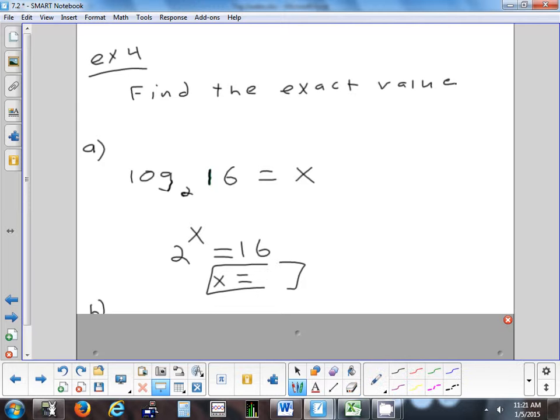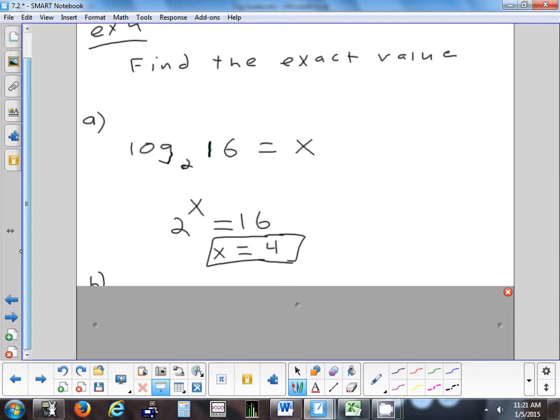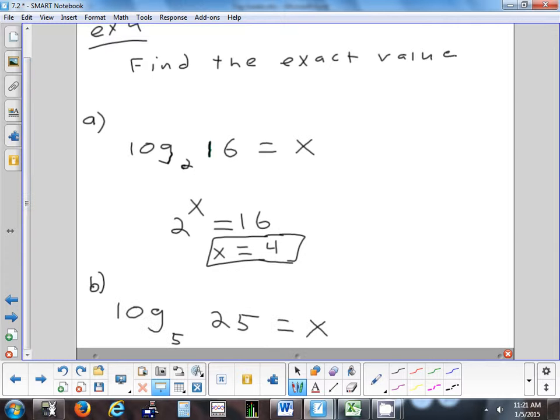If I made it 2 to the x equals 17, now it's going to be a harder problem to do. But right now it's not bad to guess the answer in your head. After a while, you can look at it and you don't even need to do that conversion. You're basically saying 2 to what power would give me 16. This is 5 to what power would give me 25.